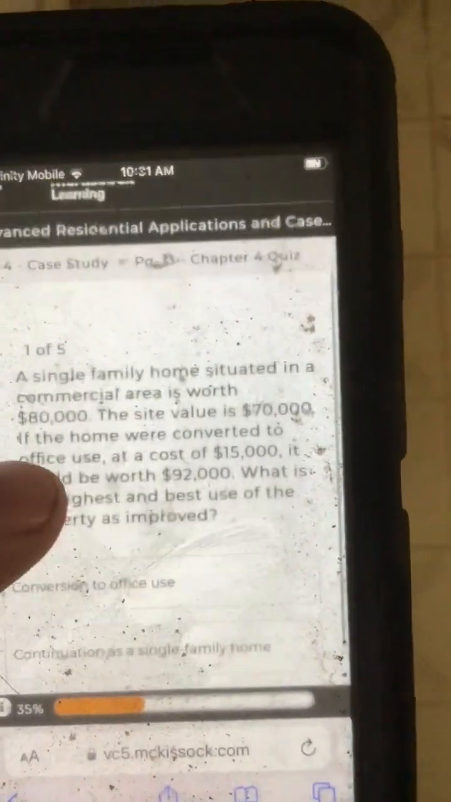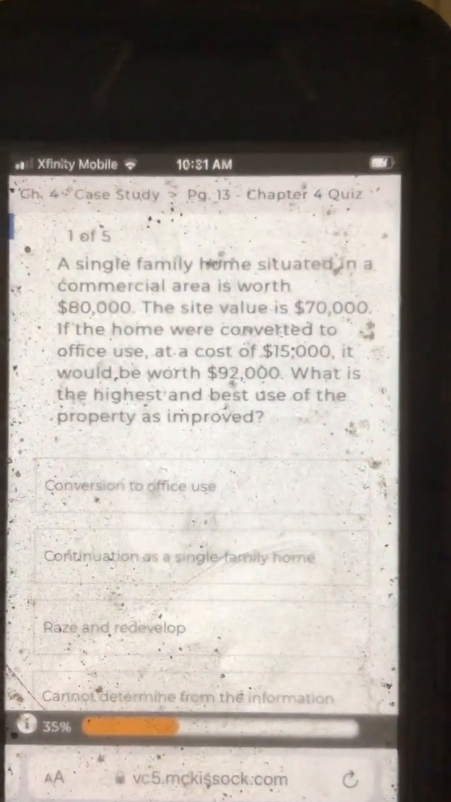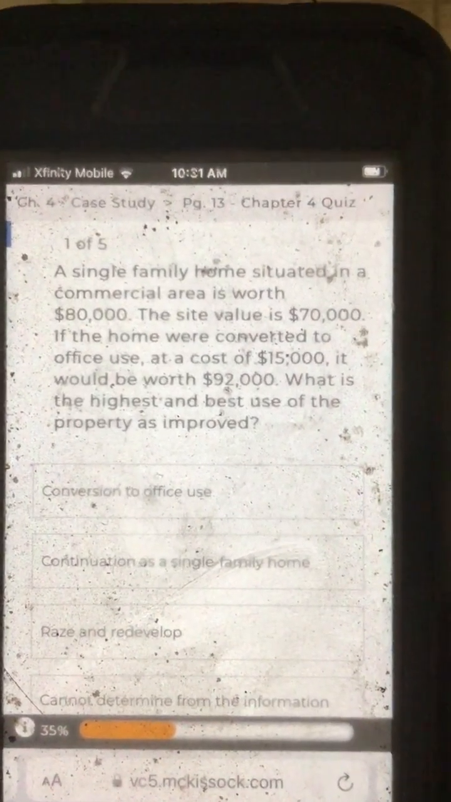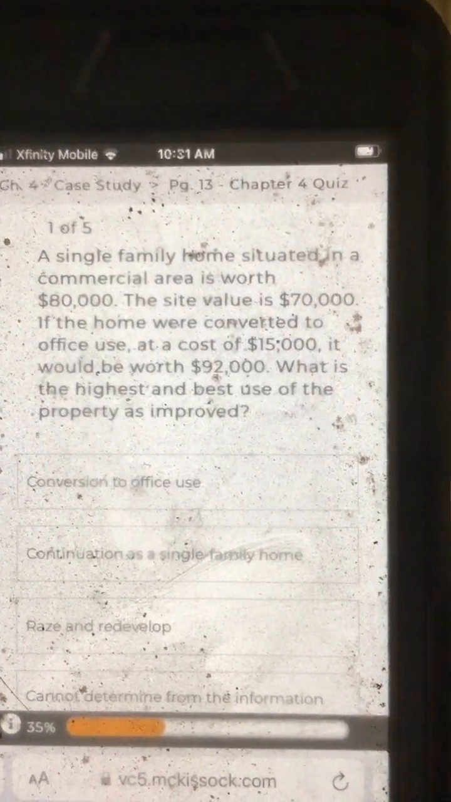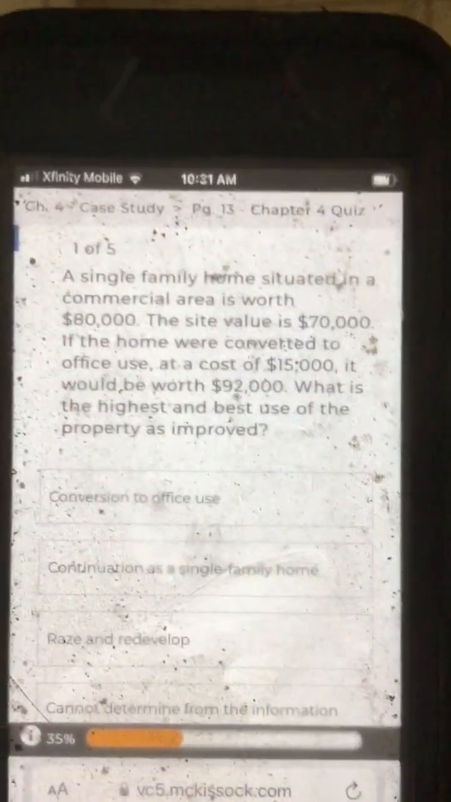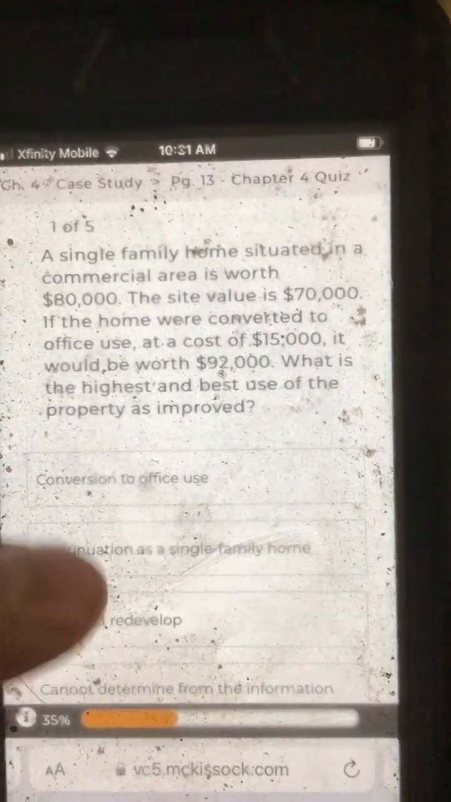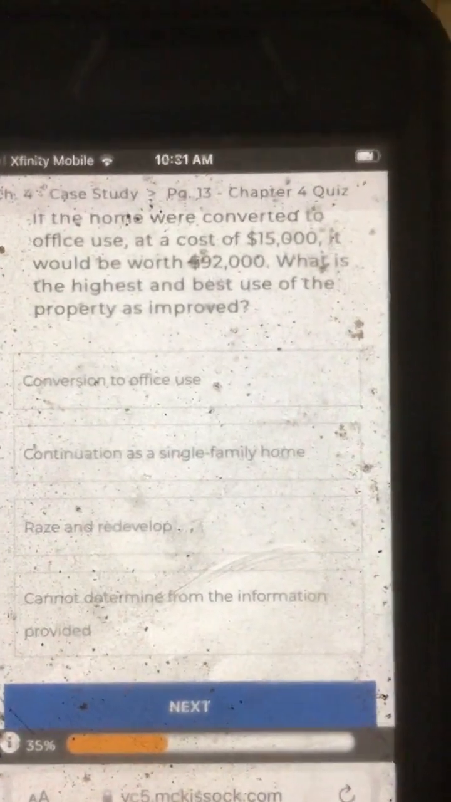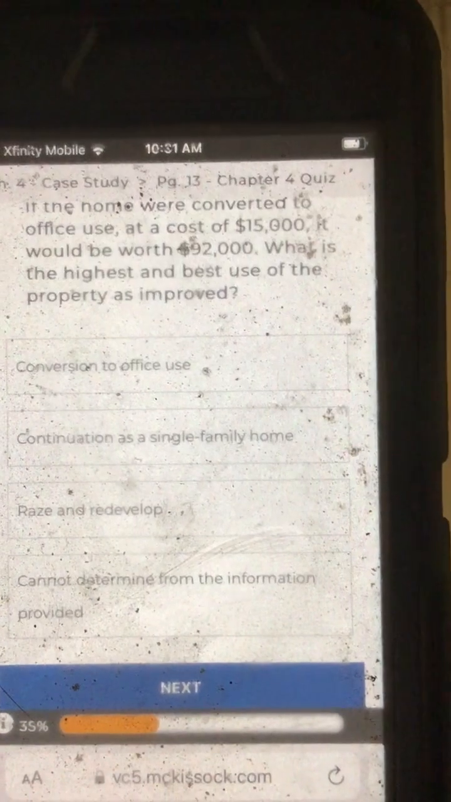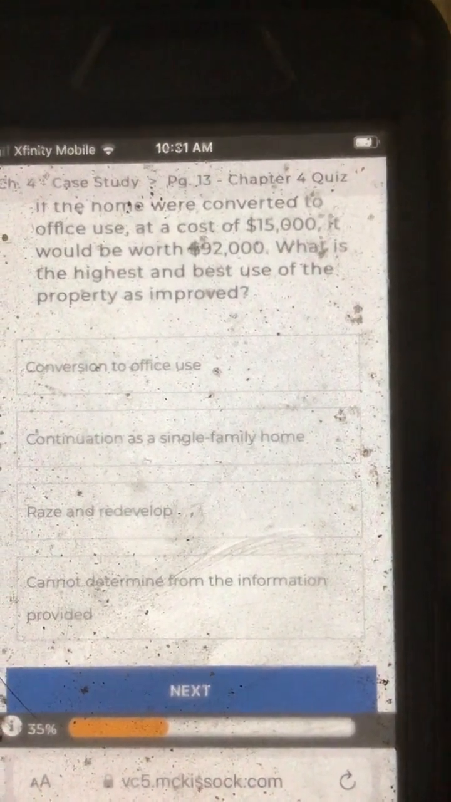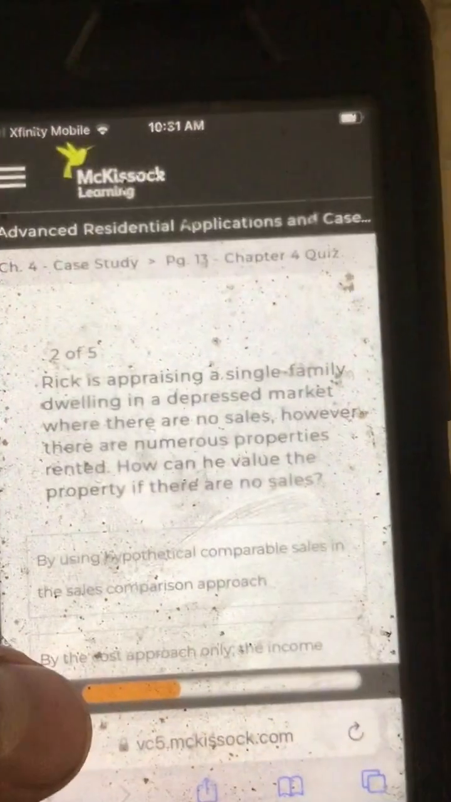Number 1. A single-family home situated in a commercial area is worth $80,000. The site value is $70,000. If the home were converted to office use at a cost of $15,000, it would be worth $92,000. What is the highest and best use of the property as improved? A. Conversion to office use. B. Continuation as a single-family home. C. Raise and redevelop. Or D. Cannot determine from the information provided. I'm going to go continuation as a single-family home.